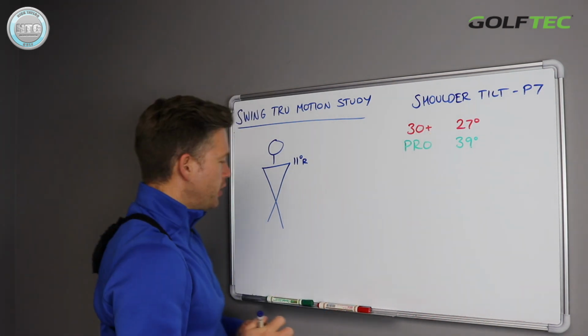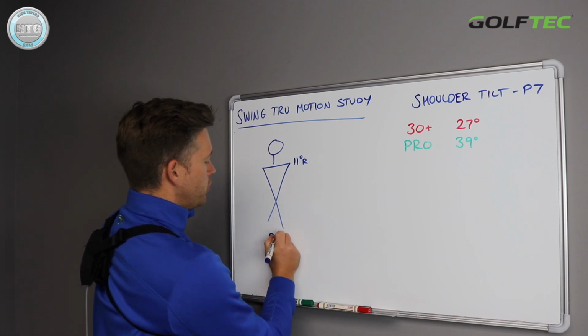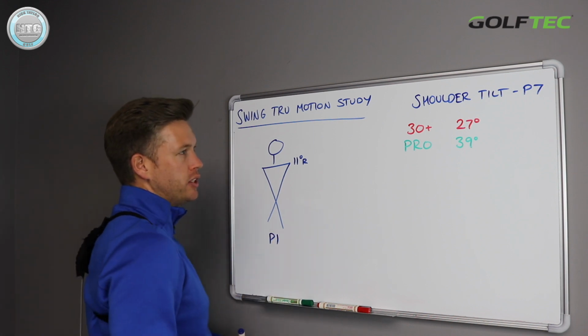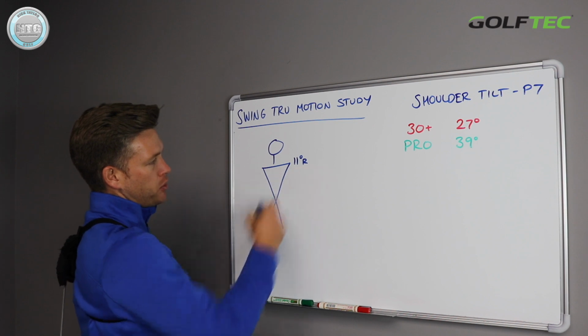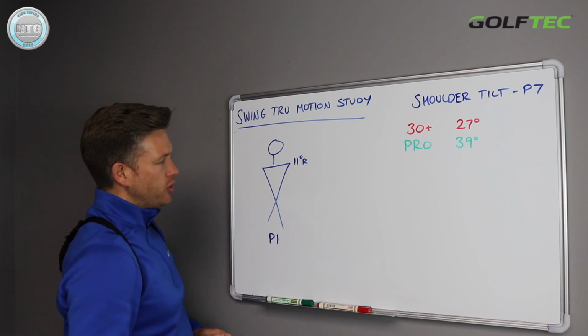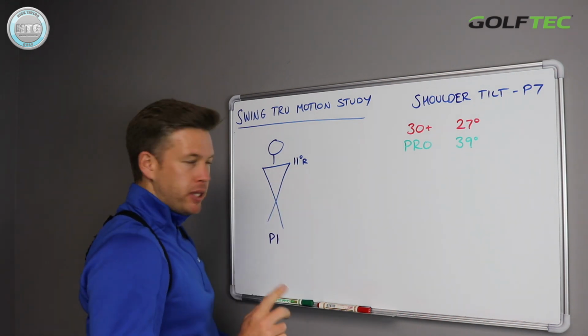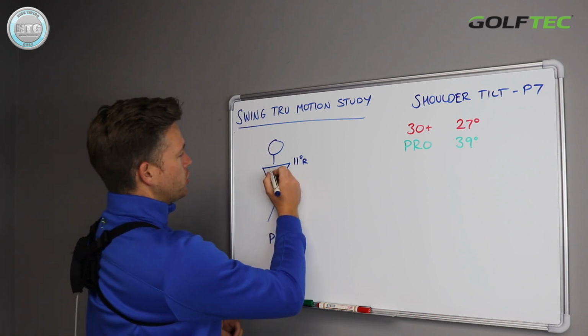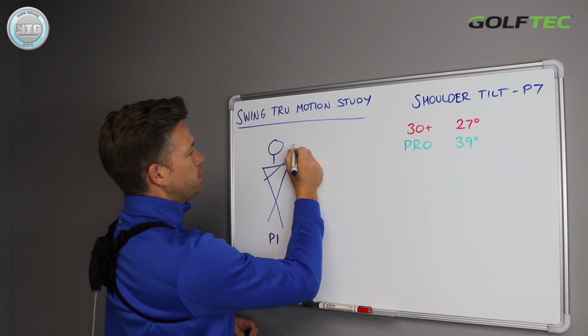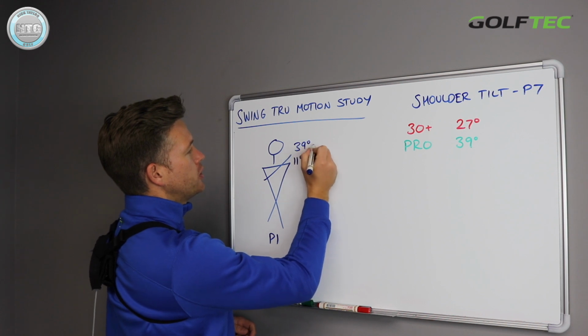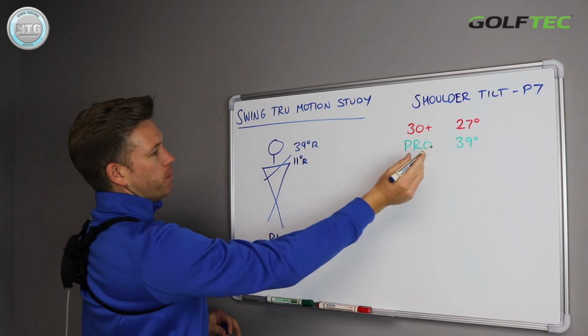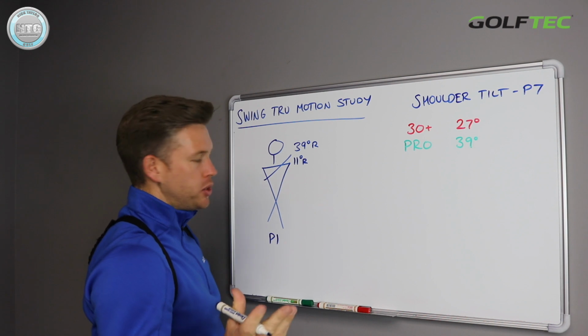At GOLFTEC, we've measured the golf swing in 9 different positions and we've correlated these charts. P1 would be the setup position, so you'd have the shoulders at 11 degrees to the right. However, at P7, which is impact, the shoulders will actually be tilted on a steeper angle, and the tour players would be 39 degrees to the right at P7, which is impact.